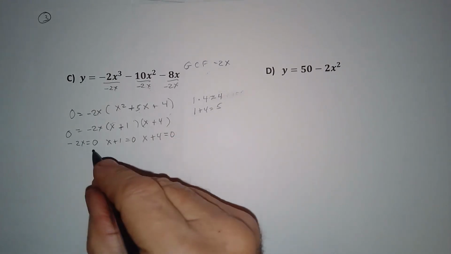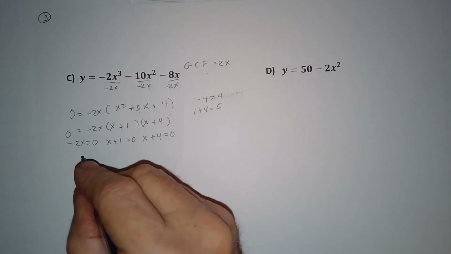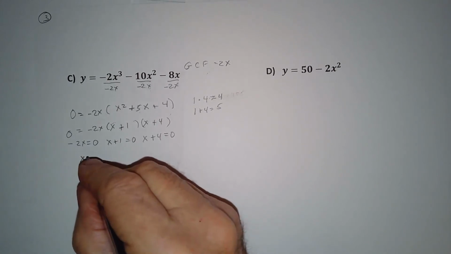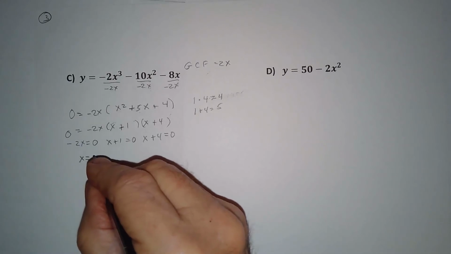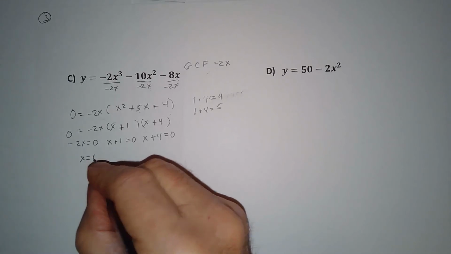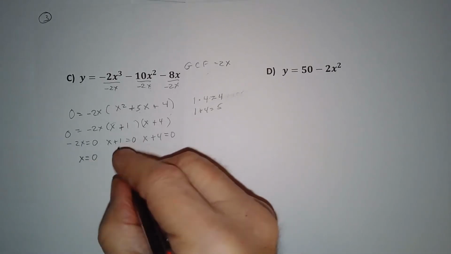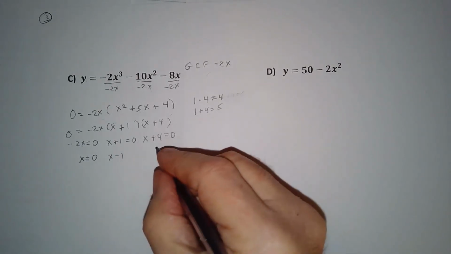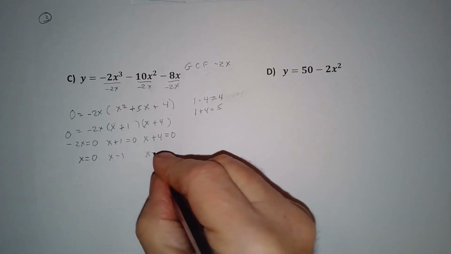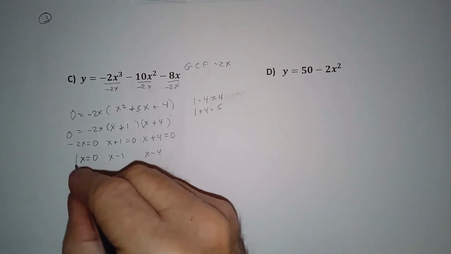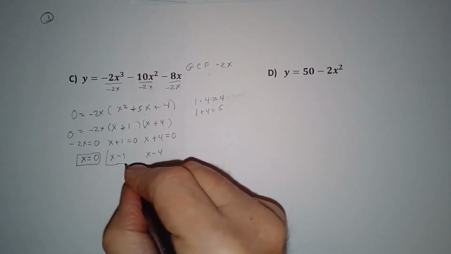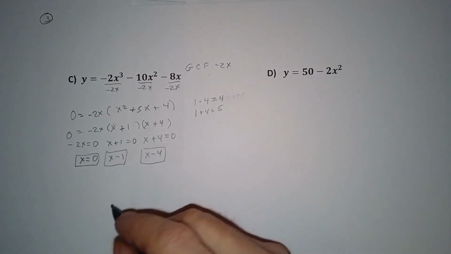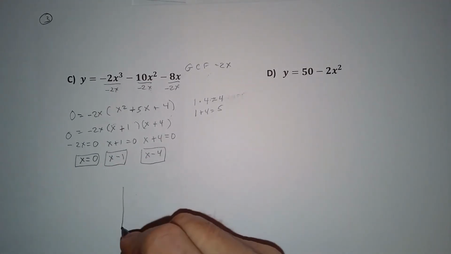All right, so -2x equals 0, then x equals 0, because if you divide -2 times 0, it's 0. So x equals 0. Here we'd be subtracting 1, so x equals -1. And here we'd be subtracting 4, so x equals -4. Right? So those are our 3 zeros, so-called zeros, which are really the x-intercepts, or what x is when y equals 0.